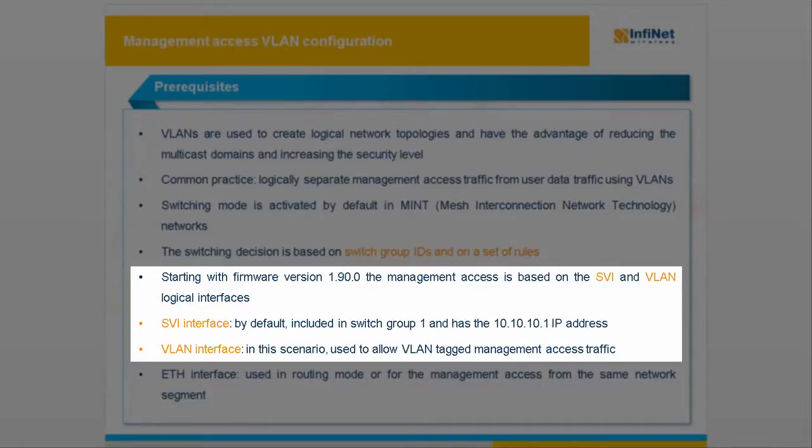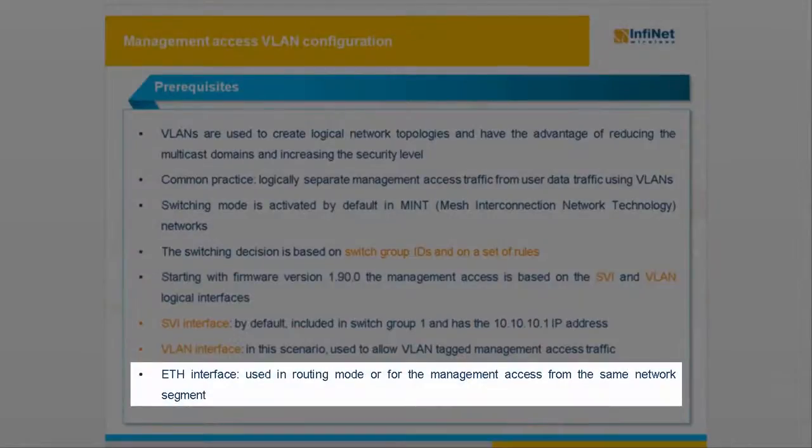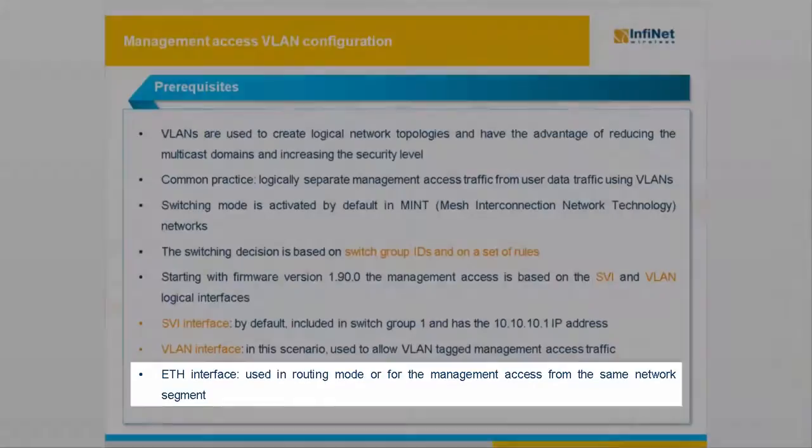Therefore, in order to pass VLAN tagged management access traffic, a VLAN interface must be created and assigned to the parent SVI interface. The IP address of the Ethernet interface is used in routing configurations, but it can also be used for the management access from the same network segment.